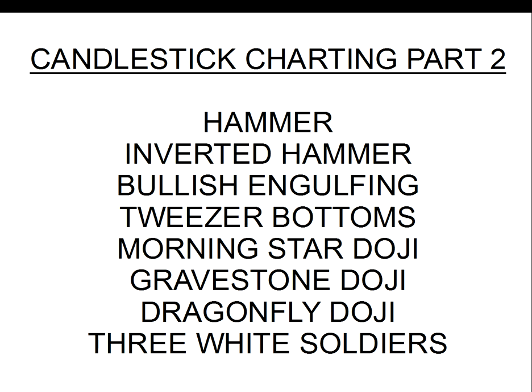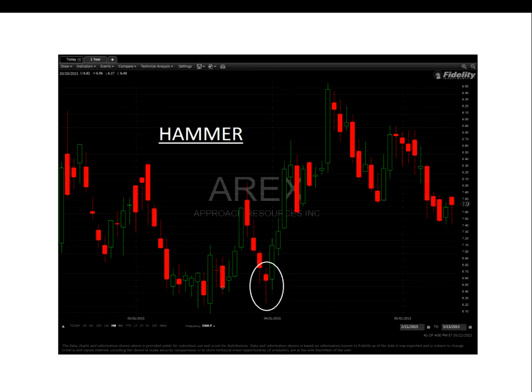So after you watch part 1, you will recognize these names: the hammer, inverted hammer, bullish engulfing, tweezer bottoms, Morningstar Doji, Gravestone Doji, Dragonfly Doji, and three white soldiers. These are very basic, simple, and popular candlestick patterns, and I'm going to show examples of each one of those now. First is the hammer.